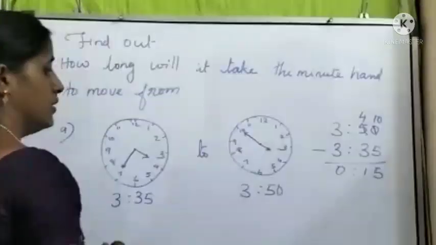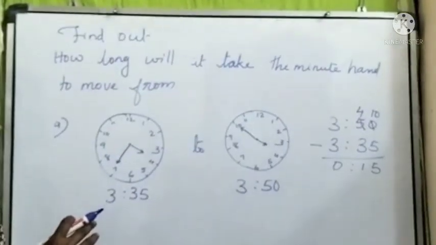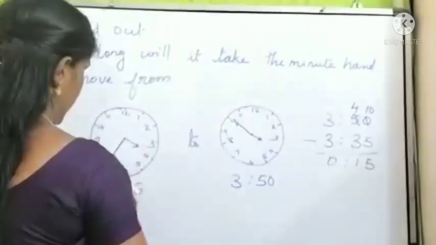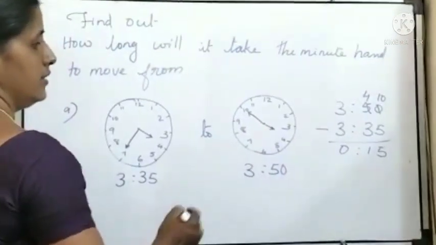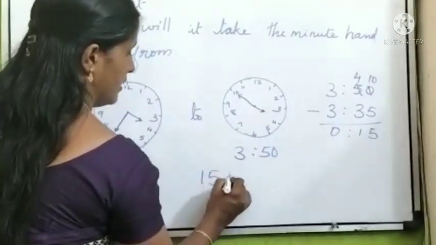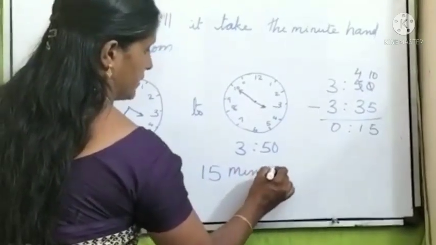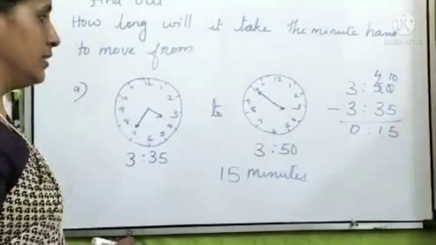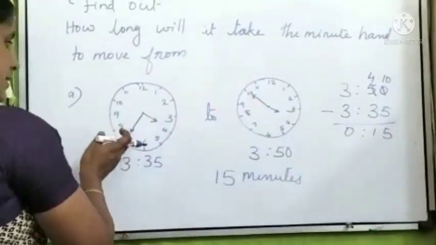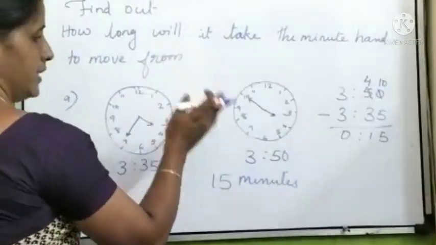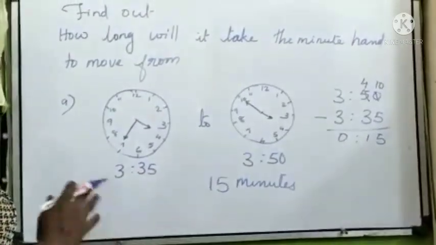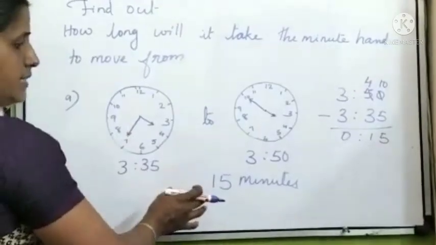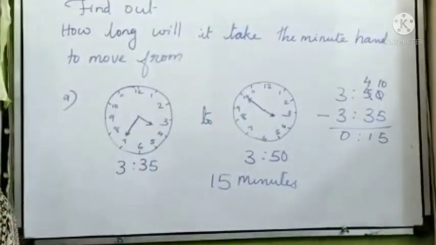So, how many minutes are there between 3:35 and 3:50? Yes, 15 minutes. Understand the calculation? Here it is given 3:35 and here it is given 3:50. So the difference between the minutes is 15 minutes.